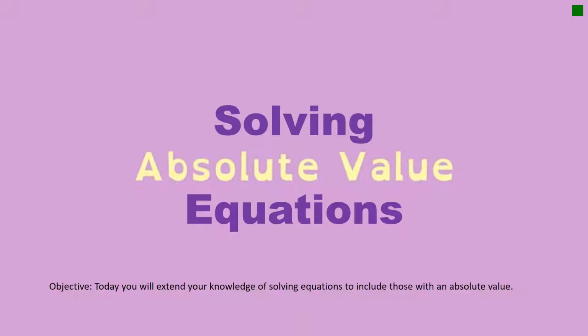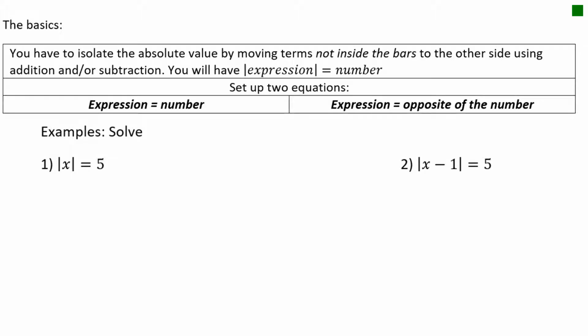Well, we are absolutely going to have a great time today solving some absolute value equations. So you have to isolate the absolute value by moving terms that are not inside the absolute value bars to the other side using addition or subtraction. I'm just reading this to you. This is important: you're going to have the absolute value on one side of the equal sign and something else on the other.